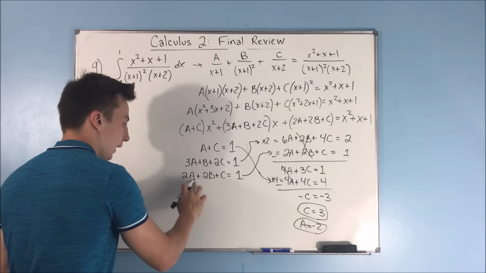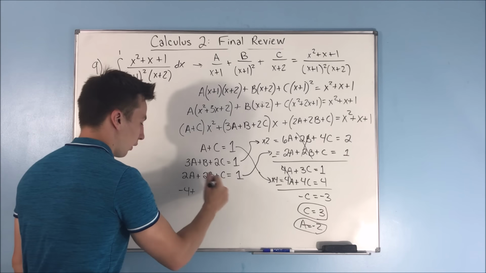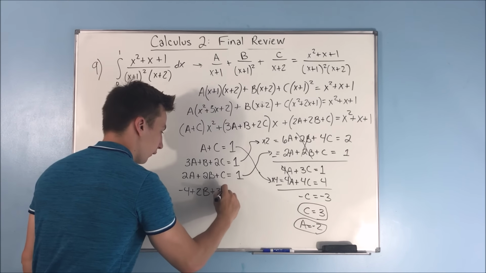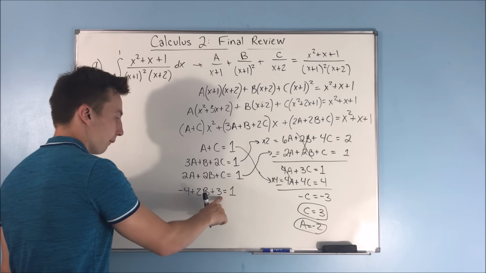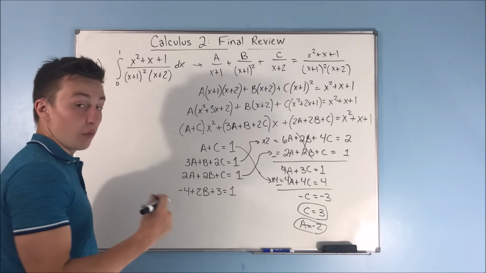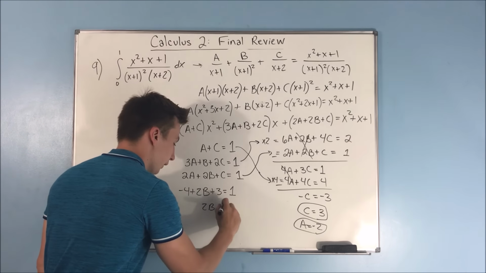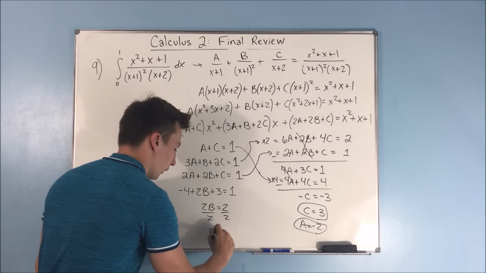We'll get that 2 times negative 2, that's negative 4, plus 2 times, oh well, our b, we don't know that, and our c is plus 3. Get that equal to 1. So negative 4 plus 3, okay, that is negative 1. We add that 1 to the other side, we get that 2b equals 2. Divide 2 on both sides. We get that b is equal to 1.